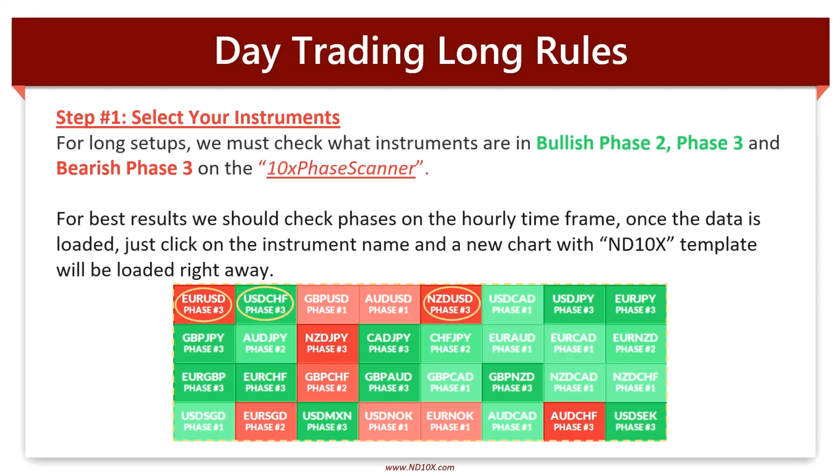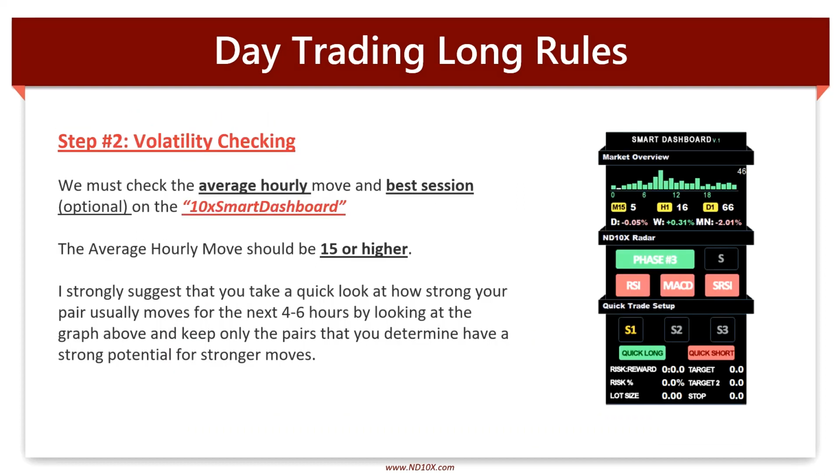After it, we can select the Kiwi dollar bearish phase 3. After that, dollar CAD phase 1 bullish, so we can skip that. And we can select dollar yen phase 3 bullish, euro yen phase 3 bullish, pound yen phase 3 bullish, and so on. So overall, as you can see from this part, we have a lot of setups that we can potentially trade. Now, after we are done with step 1, we come to step 2, volatility checking.